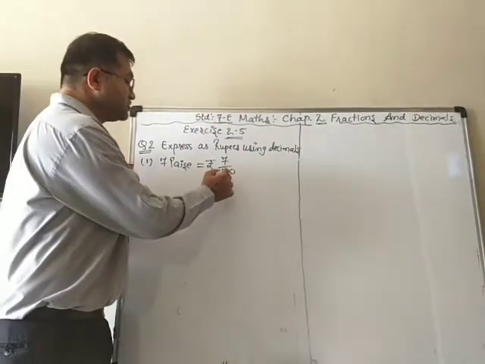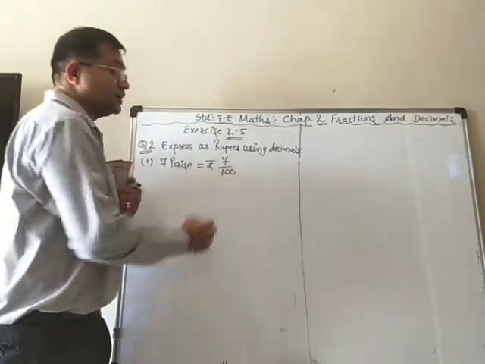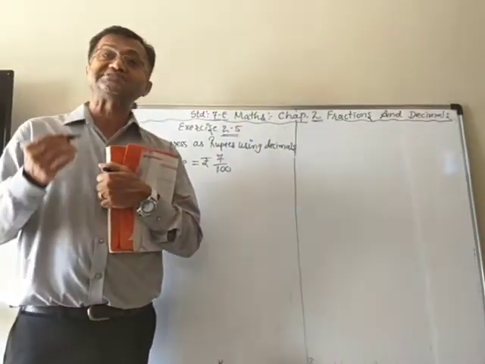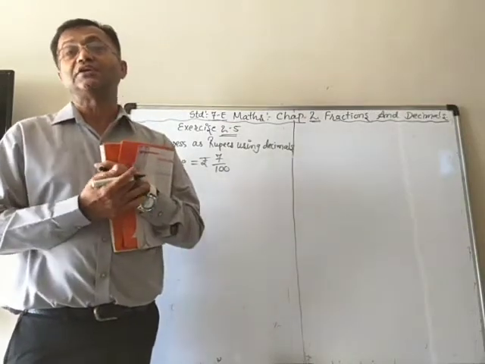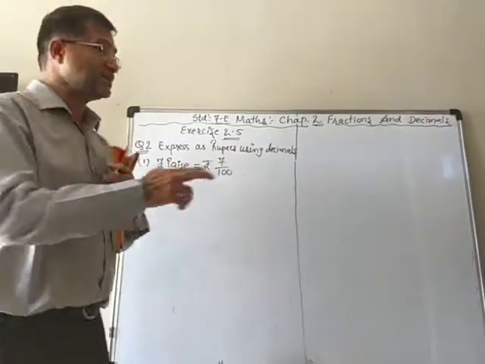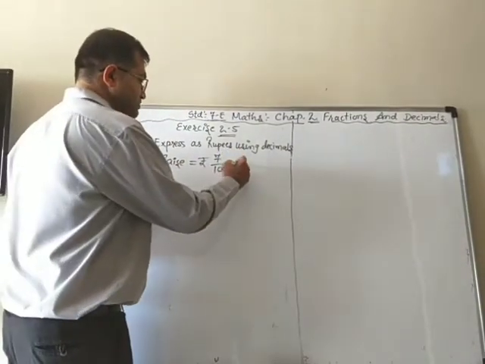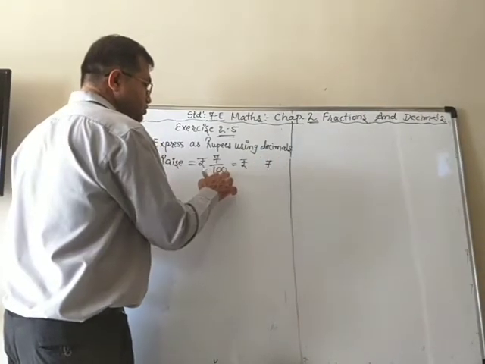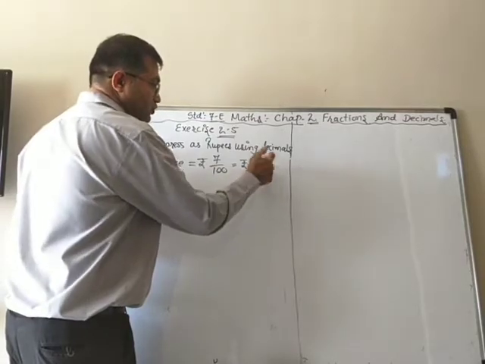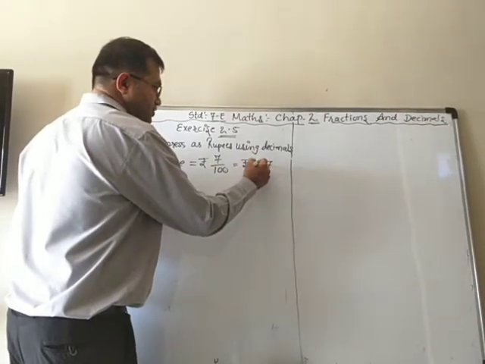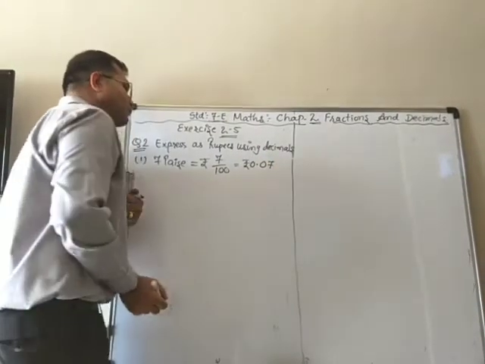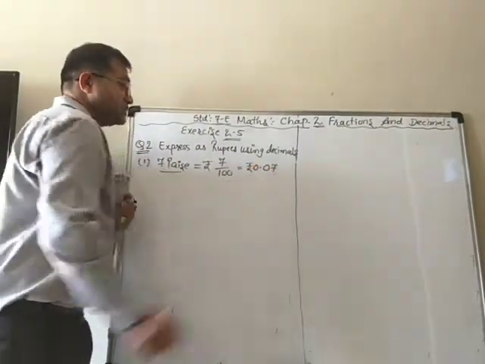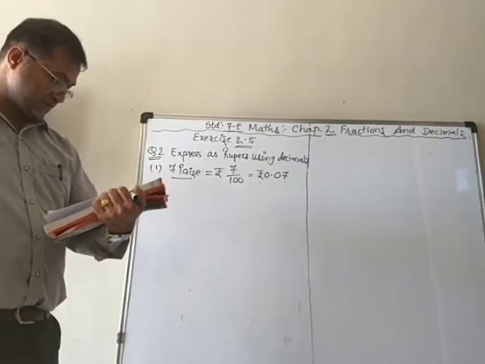Now if you want to convert it into decimal form, what do we have to do? Check how many zeros are there with 1 in the denominator, and that many decimal places must be in the numerator. Here there are 2 zeros. Here 7 is there. We need 2 decimal places, but here is only 1. So you can put another 0 and then 0.07. So 7 paise is equal to rupees 0.07.